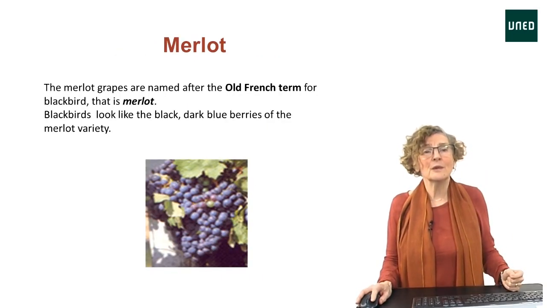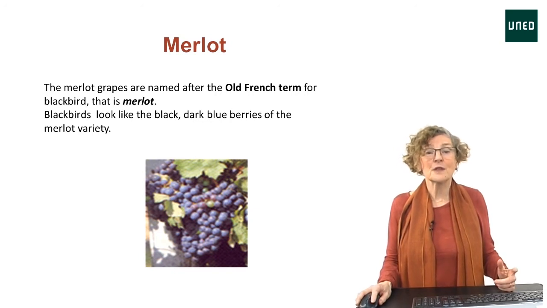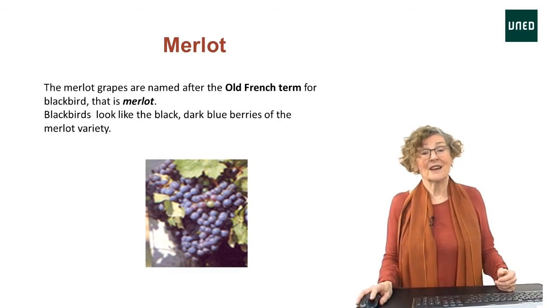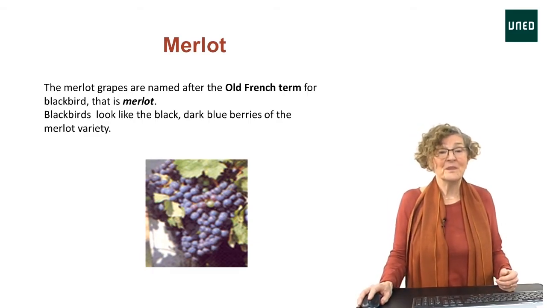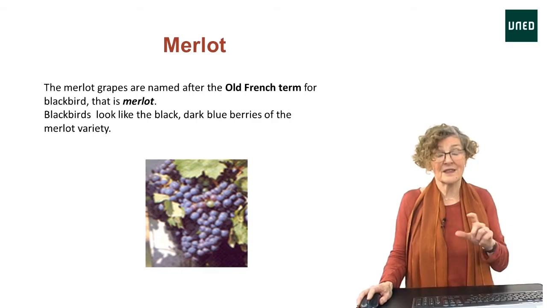Now, let's concentrate on the Merlot variety. The name of the Merlot grape comes from the Old French term for blackbird. In Spanish, this bird is called Merlo. The Merlo bird is very well known in Spain because the first grapes of the season are this type of bird's favorite meal. So the Merlo eats this kind of berry. Such birds are black, and they look like the almost black, dark blue berries of the Merlot variety. That's the connection.